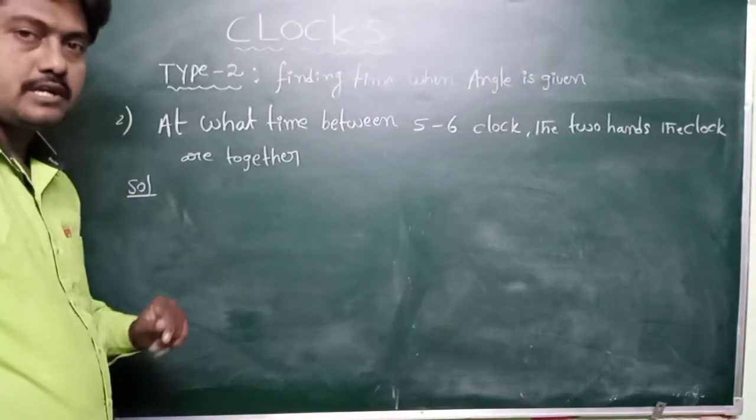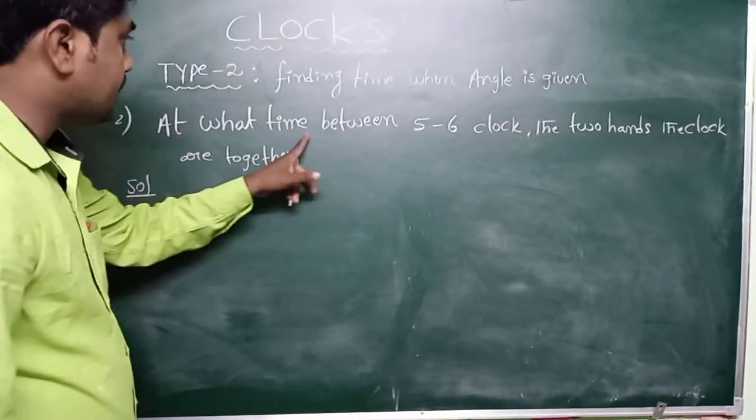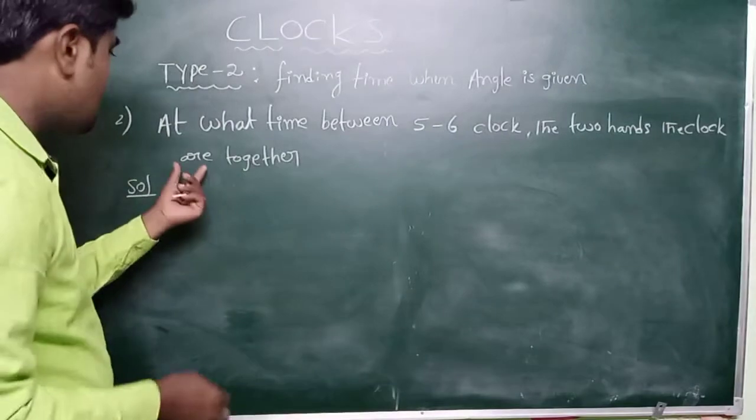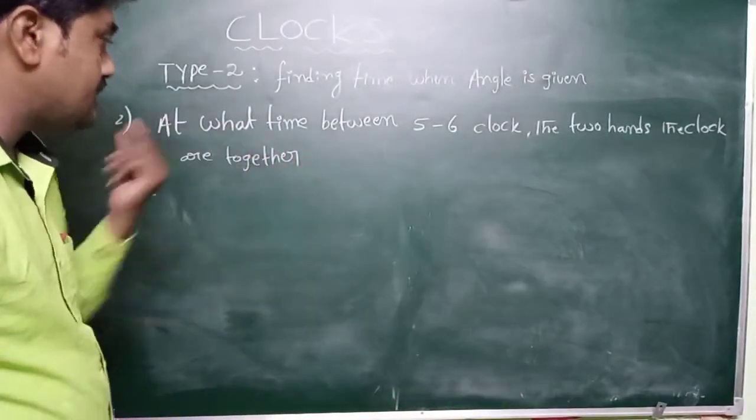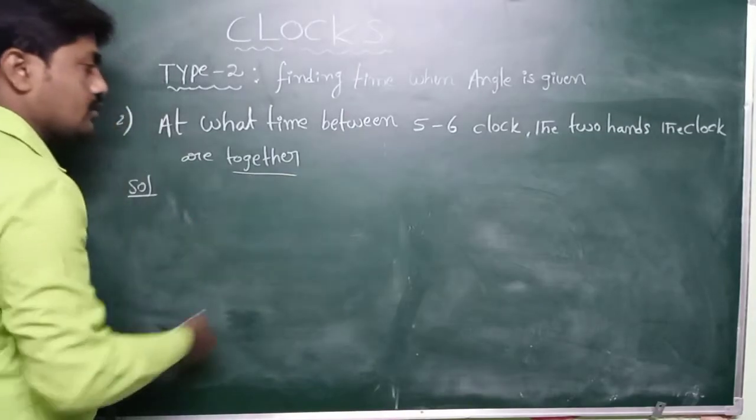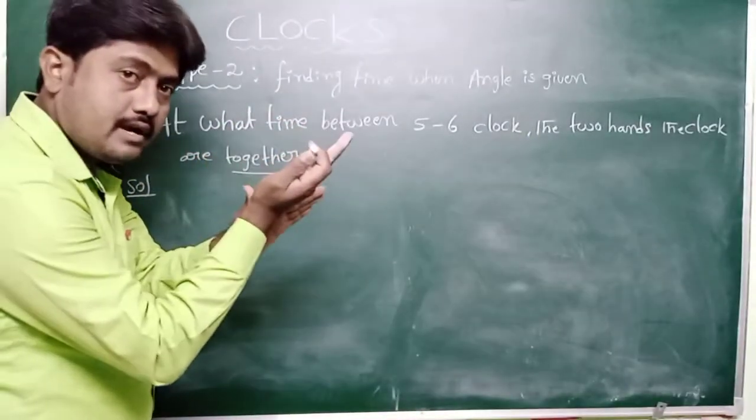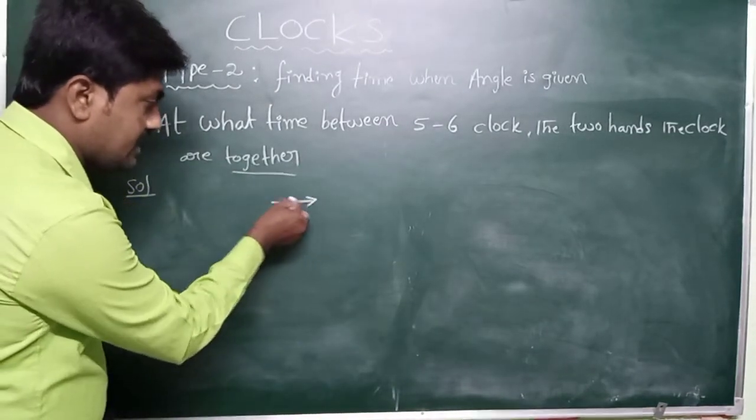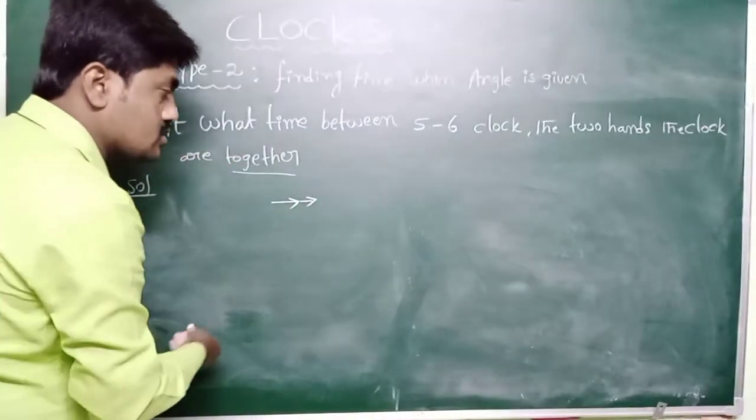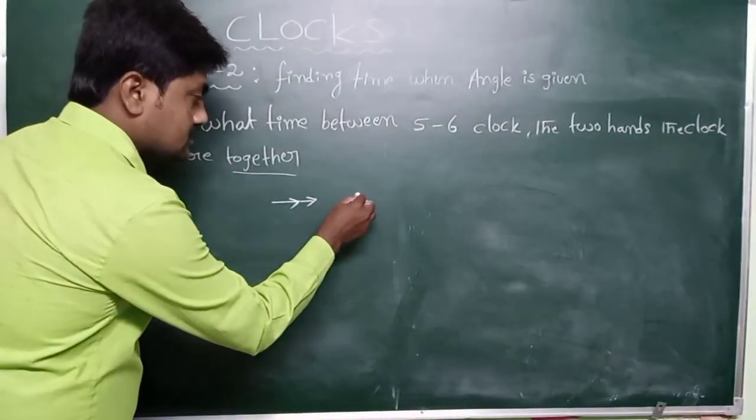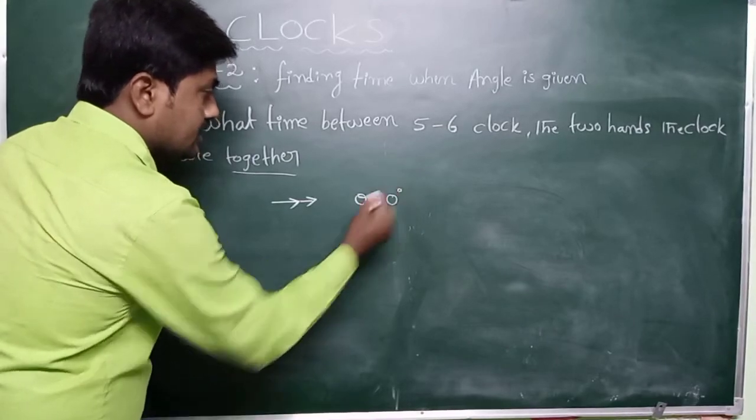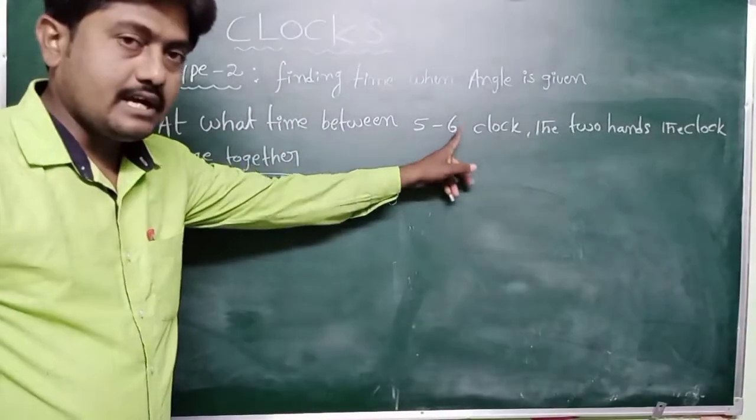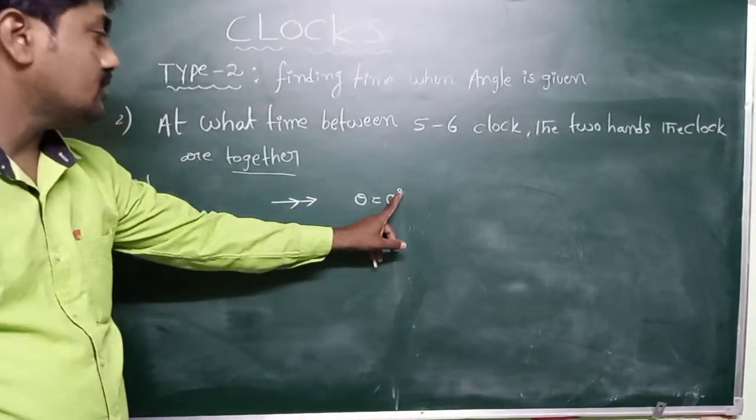Now the second model: at what time between 5 and 6 o'clock are the two hands of a clock together? This type of model is very important. Together means the minute hand and hour hand coincide. When they coincide, the angle is 0 degrees, so theta is equal to 0 degrees. The degree is not given directly, it is given indirectly as 0 degrees.